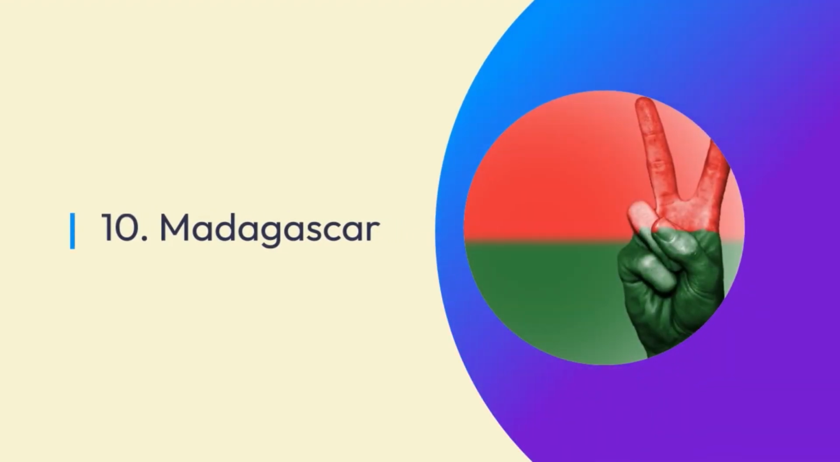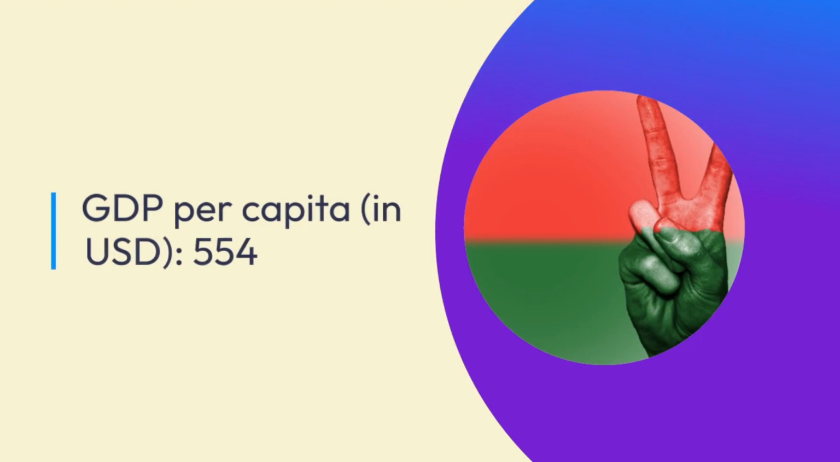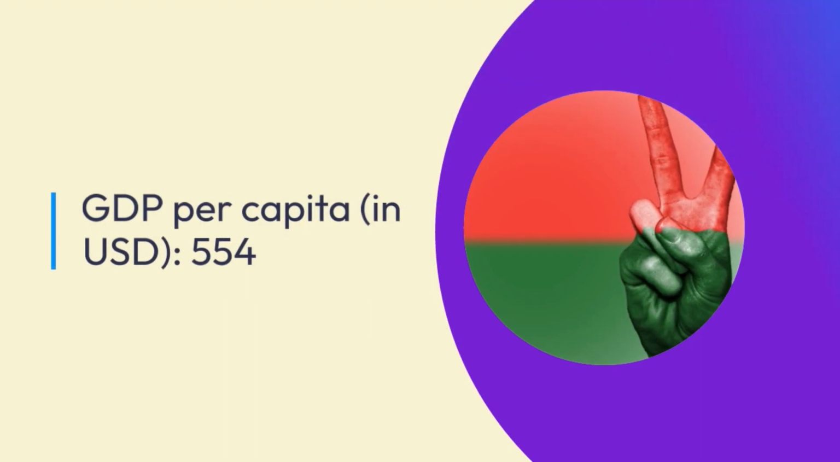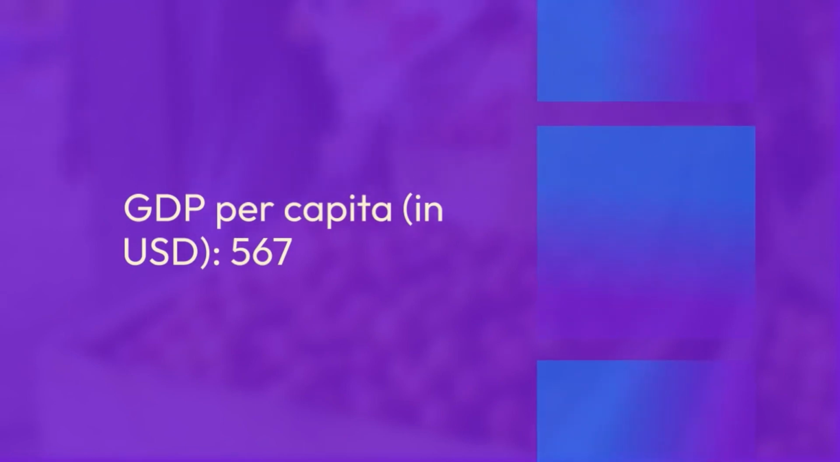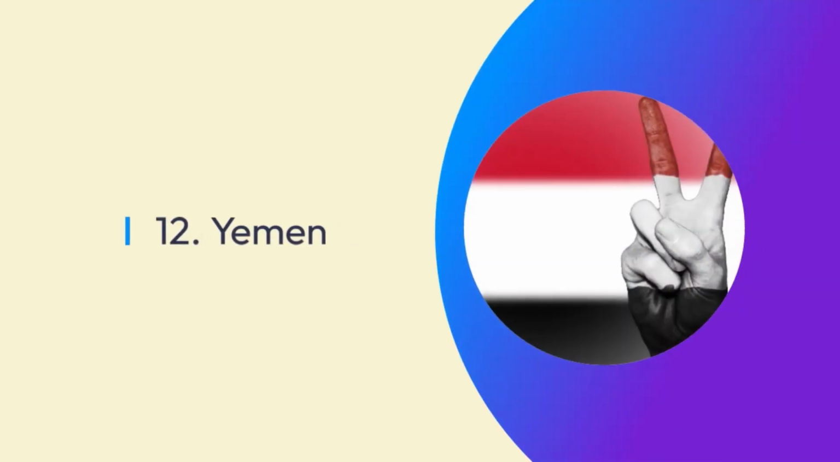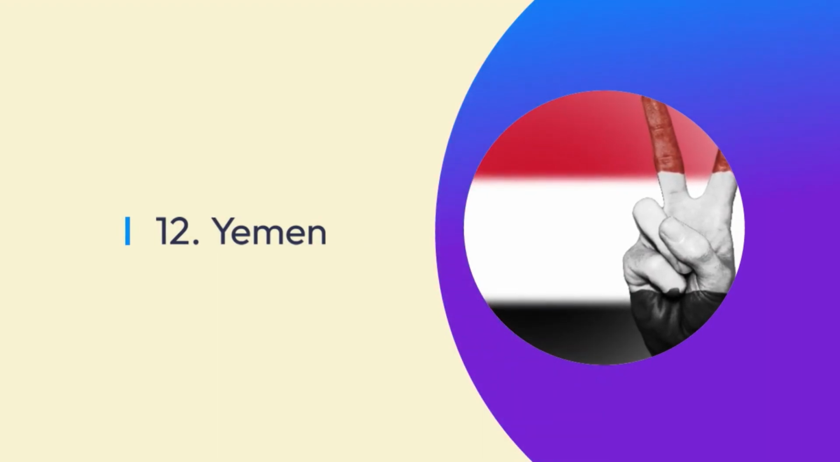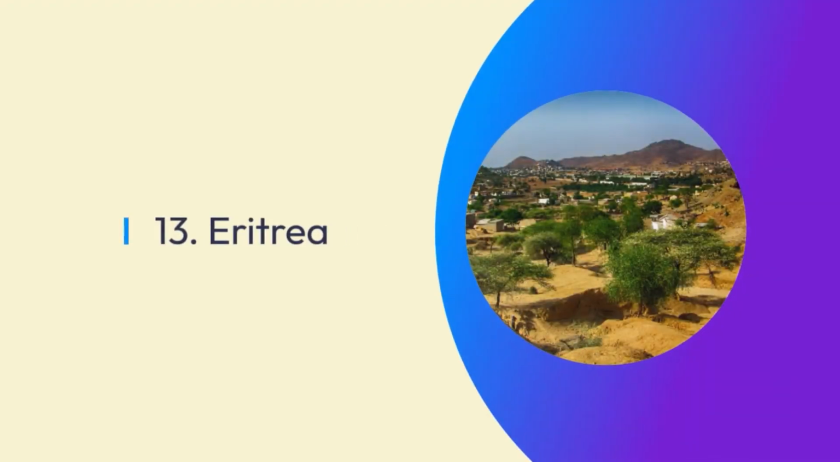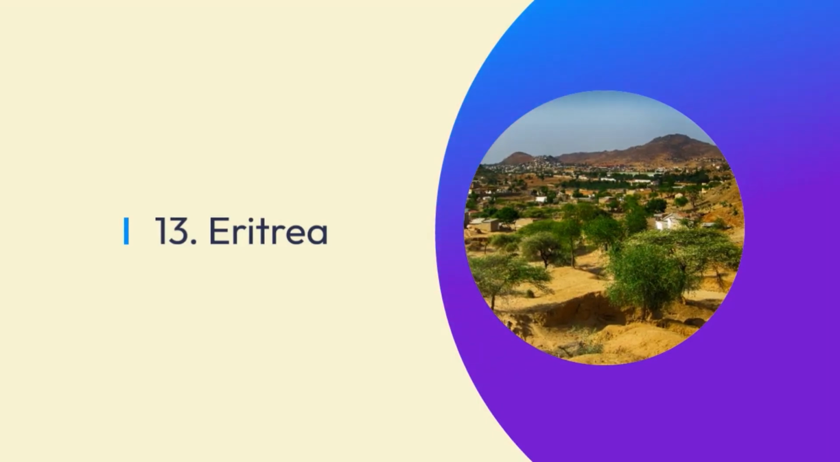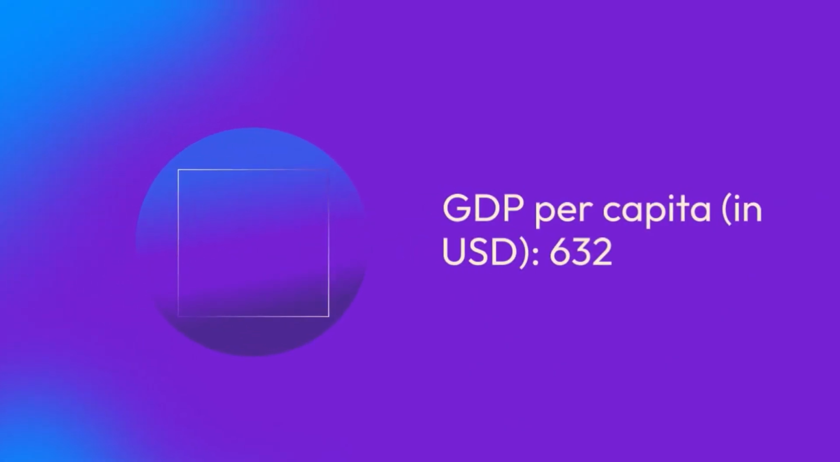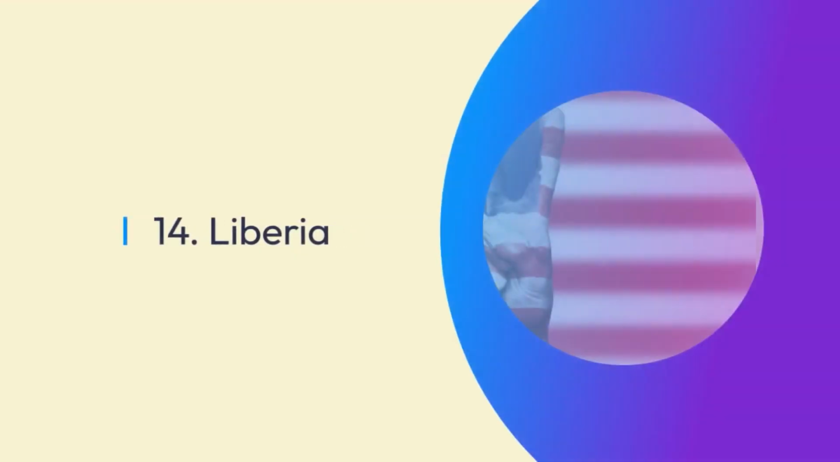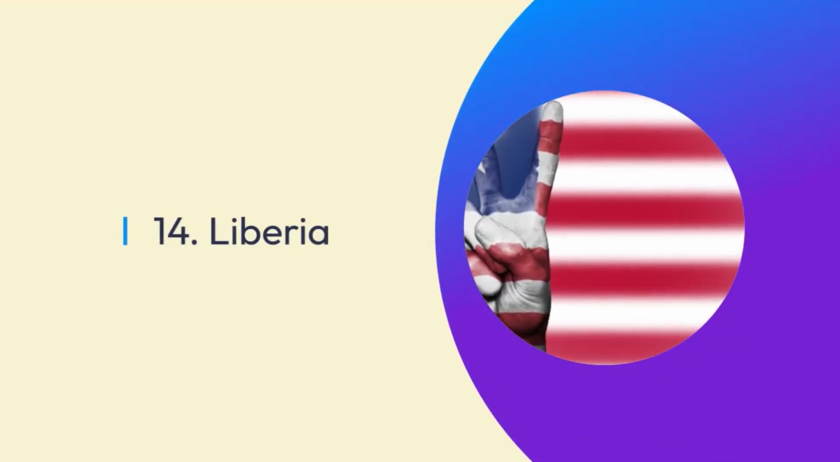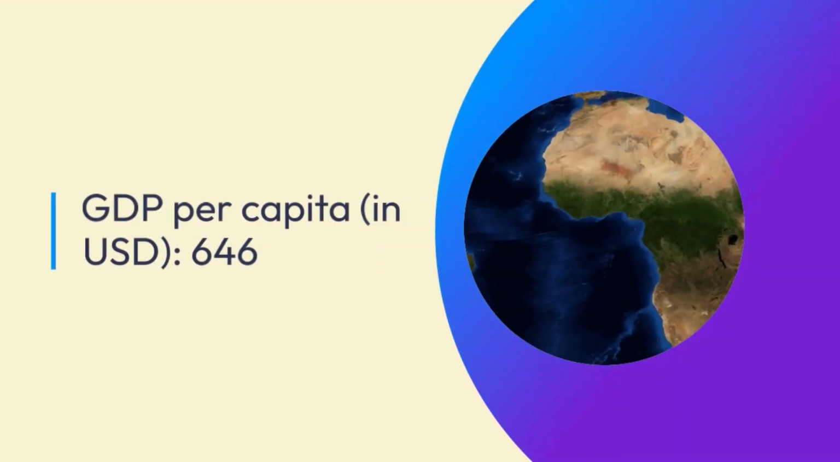10. Madagascar, GDP per capita in United States dollars, 554. 11. Niger, GDP per capita in United States dollars, 567. 12. Yemen, GDP per capita in United States dollars, 572. 13. Eritrea, GDP per capita in United States dollars, 632. 14. Liberia, GDP per capita in United States dollars, 646.